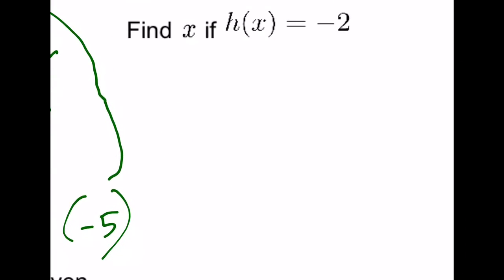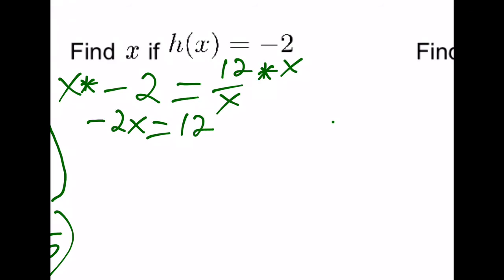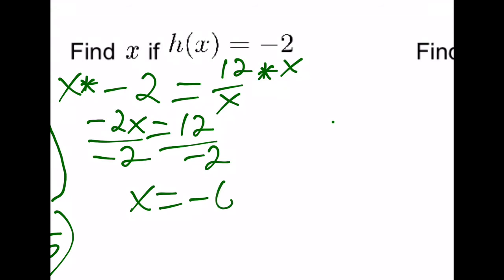Same idea here. We start with negative 2, and it's equal to the 12 over x from earlier in the problem. So what value can we plug in for x to make this true? Well, we can just solve it if we want. We can multiply both sides by x, and we have negative 2x is equal to 12. And when we divide by negative 2, turns out negative 6 would have done it.